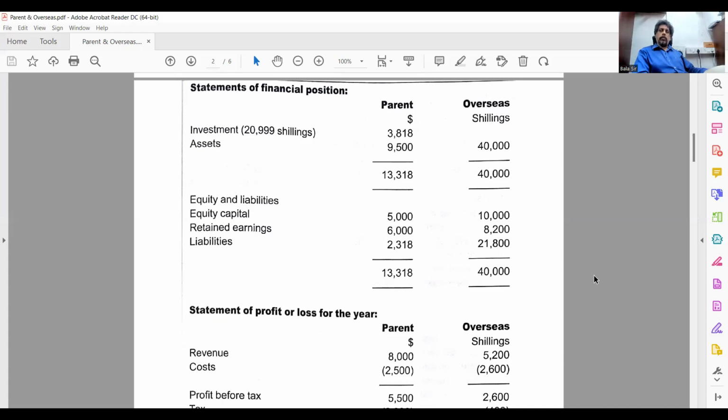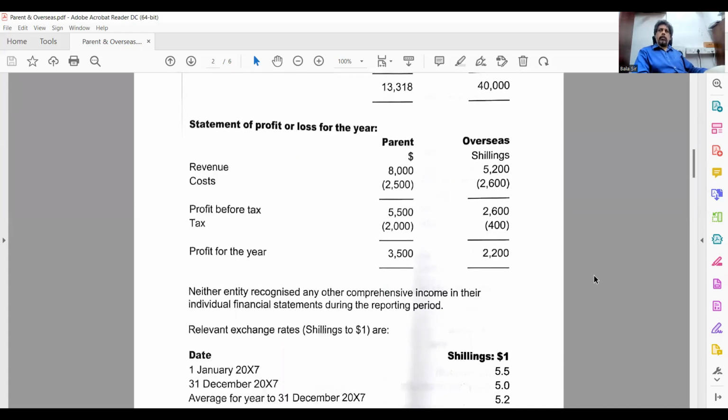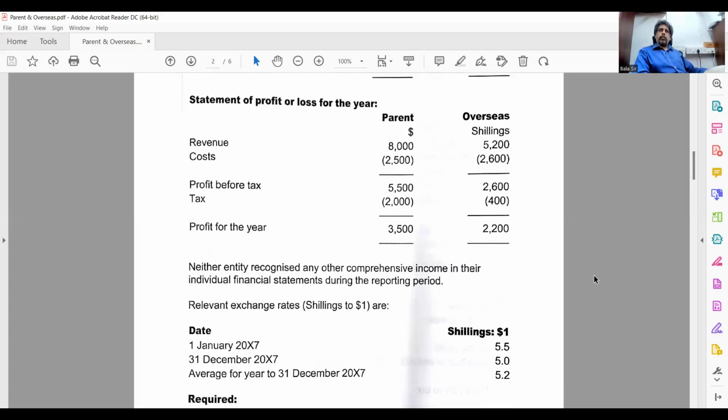Then the statement of profit or loss for the year is given. Revenue for parent is $8,000 and for Overseas it's 5,200 shillings. Then cost $2,500, 2,600 shillings. Profit before tax is 5,500 and 2,600. Then comes tax $2,000, 4,400 shillings. Then profit for the year is $3,500 and 2,200 shillings. Then neither entity recognized any other comprehensive income in their individual financial statements during the reporting period.